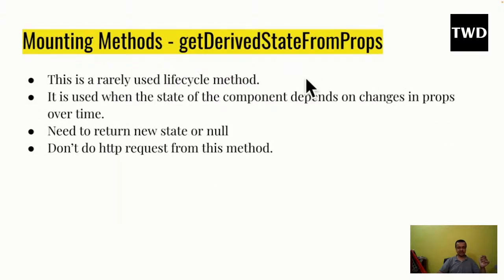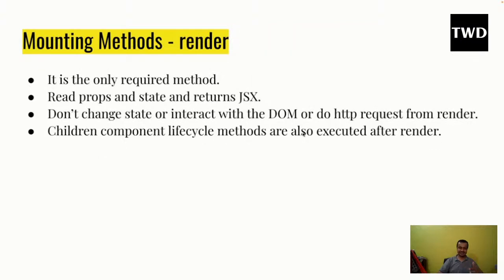Then getDerivedStateFromProps is a rarely used lifecycle method. It is used to change the state of a component depending on the changes in the props. Need to return new state or null. Do not use HTTP request from this. Actually, I have never used this in my life, so we are not going to concentrate much on it. Why? Because in React hooks this method is not there either. So we're not going to learn about it much. It is there, React has not retired it, so we have to learn it.